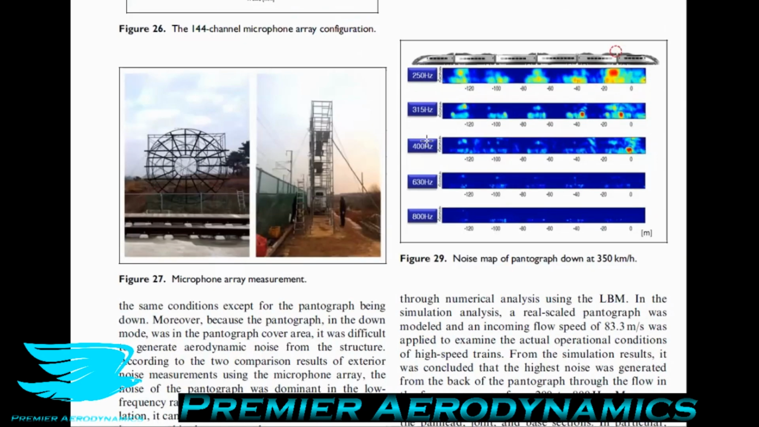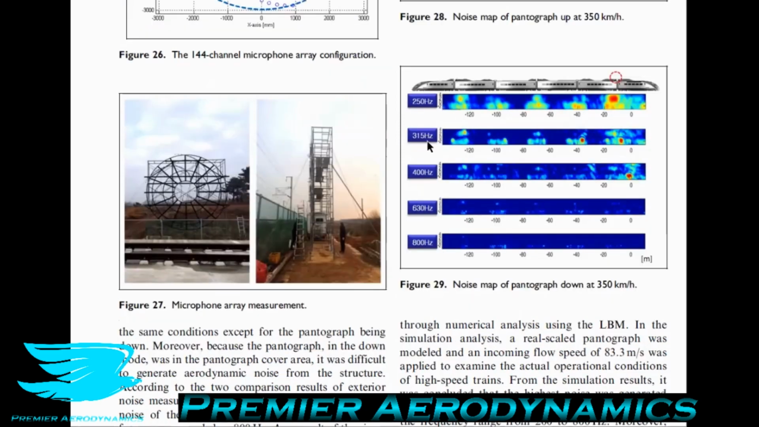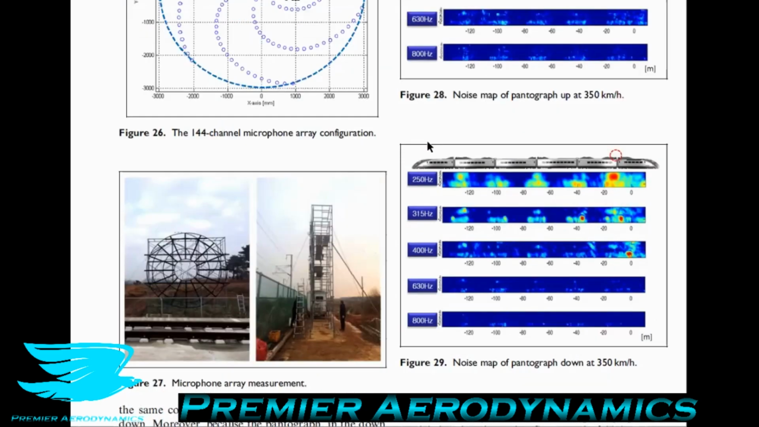They say the measurements were carried out under the same conditions except for the pantograph being down. Moreover, because the pantograph in the down mode was in the pantograph cover area, it was difficult to generate aerodynamic noise from the structure. So this was talking about how, depending on the configuration of the base section, the pantograph itself could produce a lot of different noise depending on the structure. So when you put the pantograph down, it could be completely covered by the base section, which they were saying here. So it's not a factor in terms of noise production when it's in this down configuration.